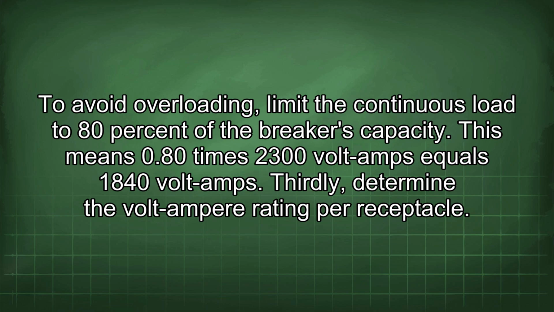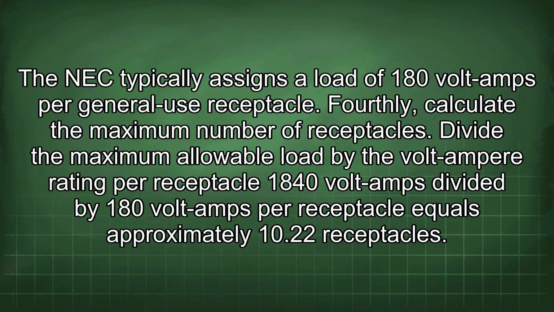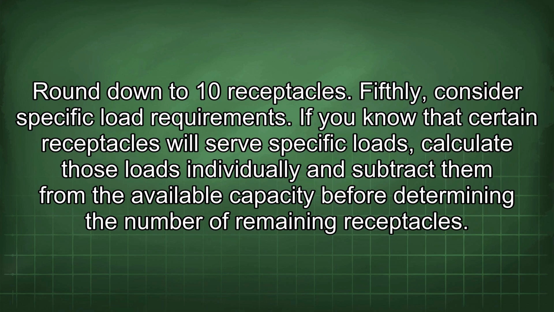Thirdly, determine the volt-ampere rating per receptacle. The NEC typically assigns a load of 180 volt amps per general use receptacle. Fourthly, calculate the maximum number of receptacles. Divide the maximum allowable load by the volt ampere rating per receptacle. 1840 volt amps divided by 180 volt amps per receptacle equals approximately 10.22 receptacles. Round down to 10 receptacles.